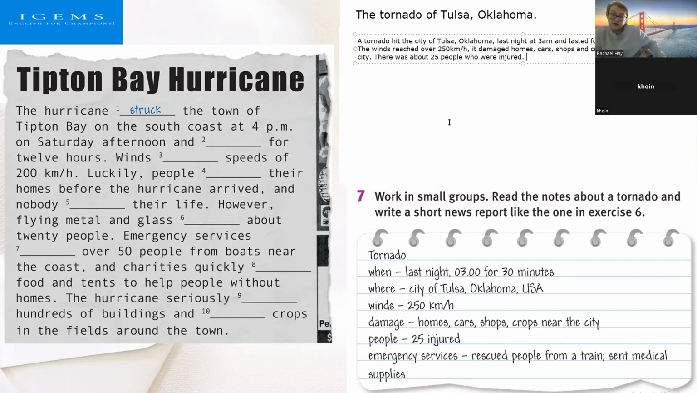Okay, what did the emergency services do? Okay, so emergency services had to rescue people from a train and had sent medical supplies to help the victims. Okay, victims are people that had something bad happen to them. So with a tornado, you have victims. Good.